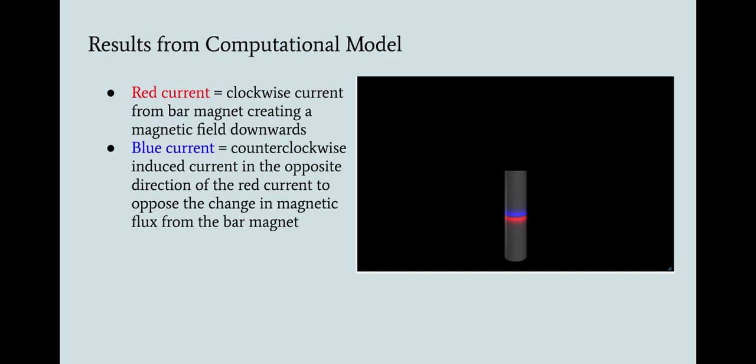And then here's the image, also from the results of the computational model, and this is what it looks like as it's running. The red current represents the clockwise current from the bar magnet that's creating a magnetic field downwards, and the blue current represents the induced current from Lenz's law in the opposite direction of the red current to oppose the change in magnetic flux.